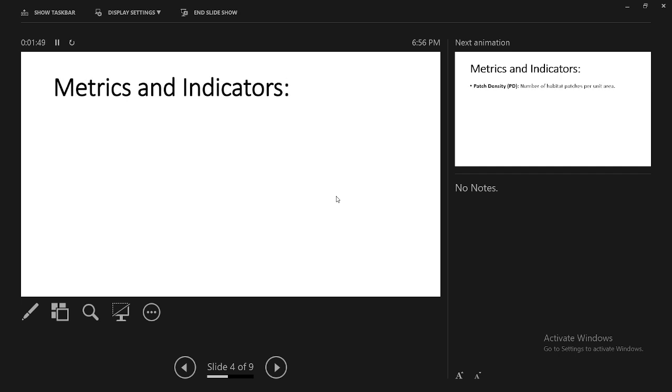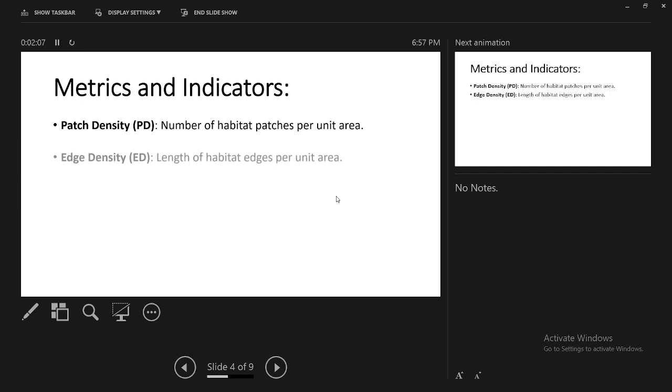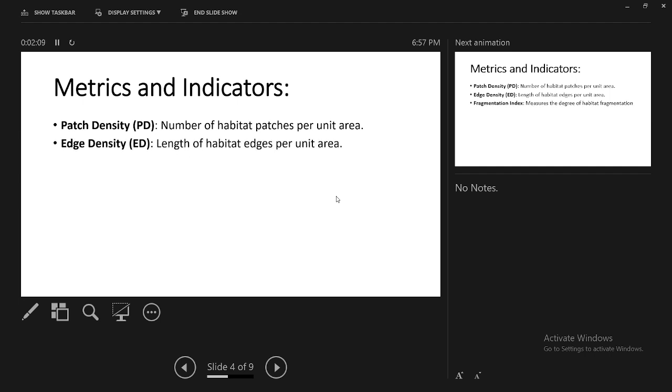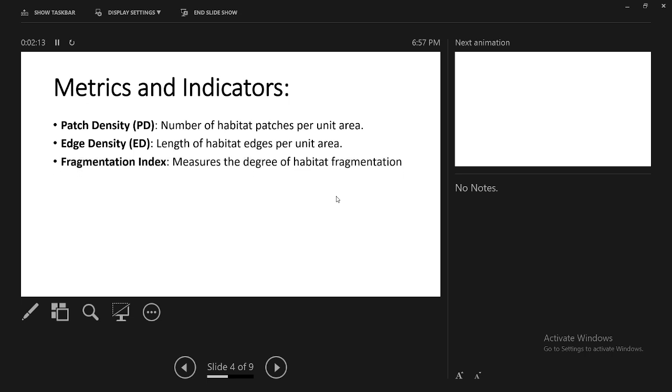In this case, I will discuss these types of metrics and indicators. The first one is patch density, so we try to calculate the patch density. Basically, it's the number of habitat patches per unit area. Then we talk about edge density. Basically, it's the length of habitat edge per unit area. And also the fragmentation index, which measures the degree of habitat fragmentation.